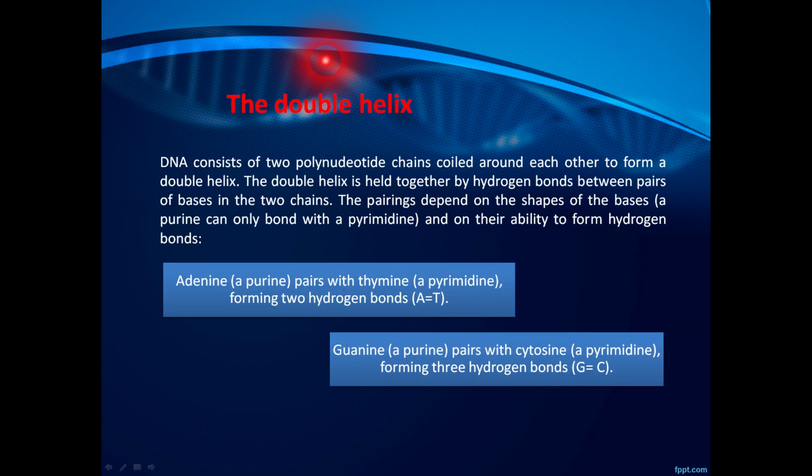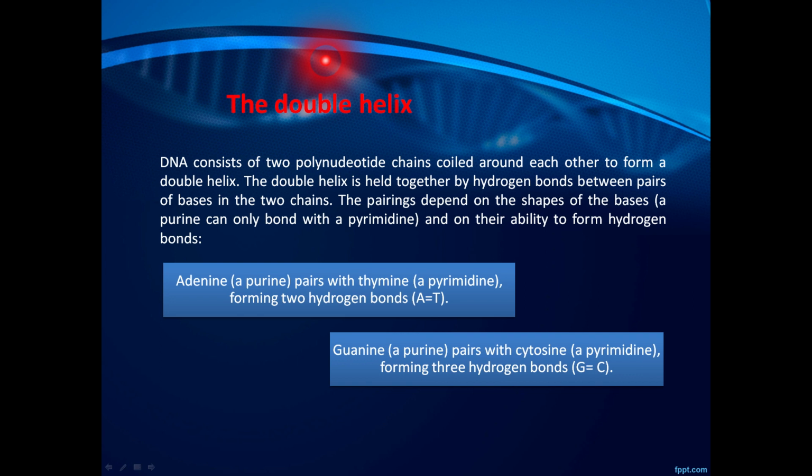The double helix. DNA consists of 2 polynucleotide chains coiled around each other to form a double helix. The double helix is held together by hydrogen bonds between pairs of bases in the 2 chains.